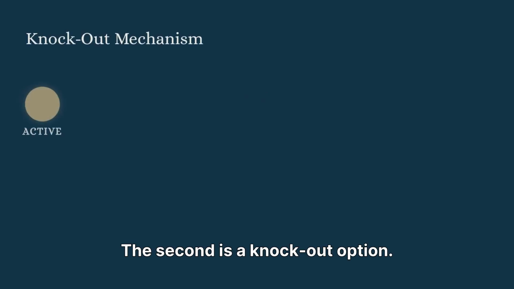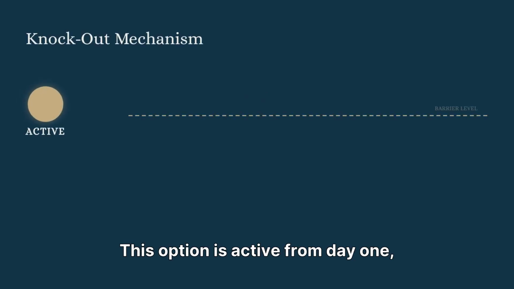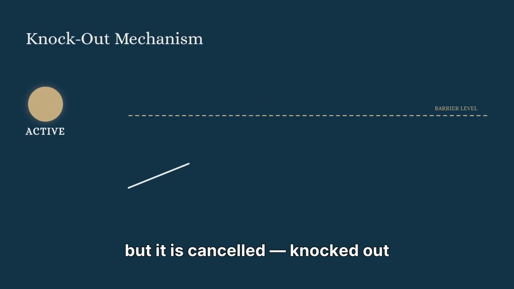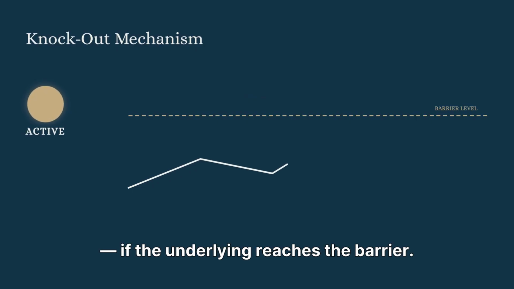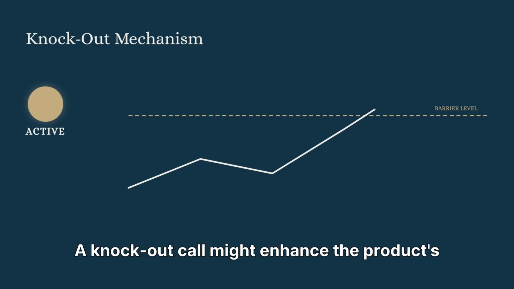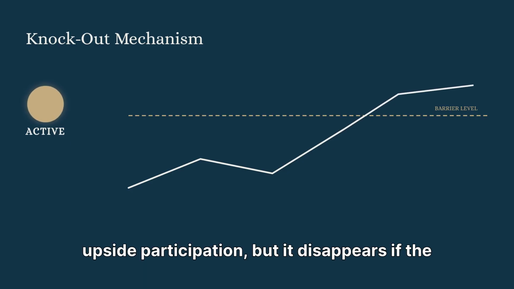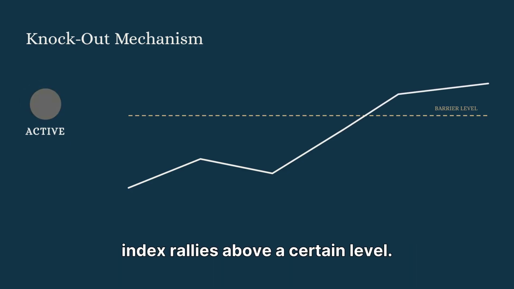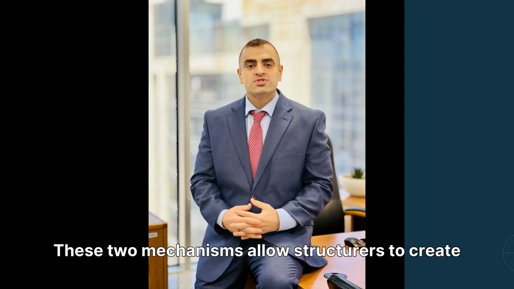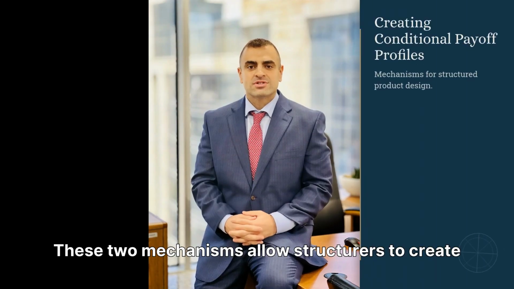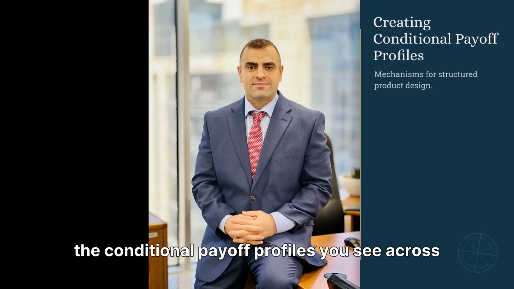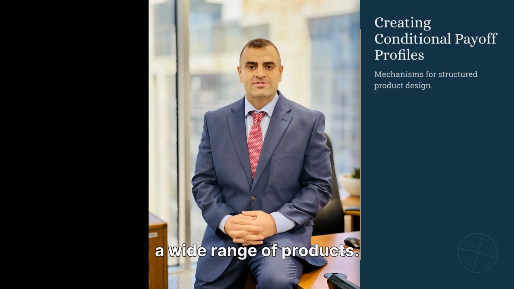The second is a knockout option. This option is active from day one, but it is canceled, knocked out, if the underlying reaches the barrier. A knockout call might enhance the product's upside participation, but it disappears if the index rallies above a certain level. These two mechanisms allow structurers to create the conditional payoff profiles you see across a wide range of products.